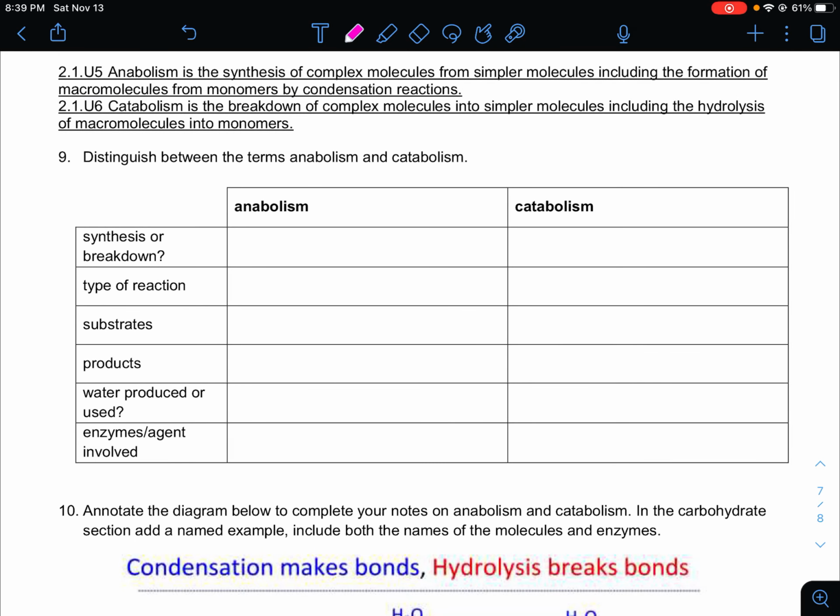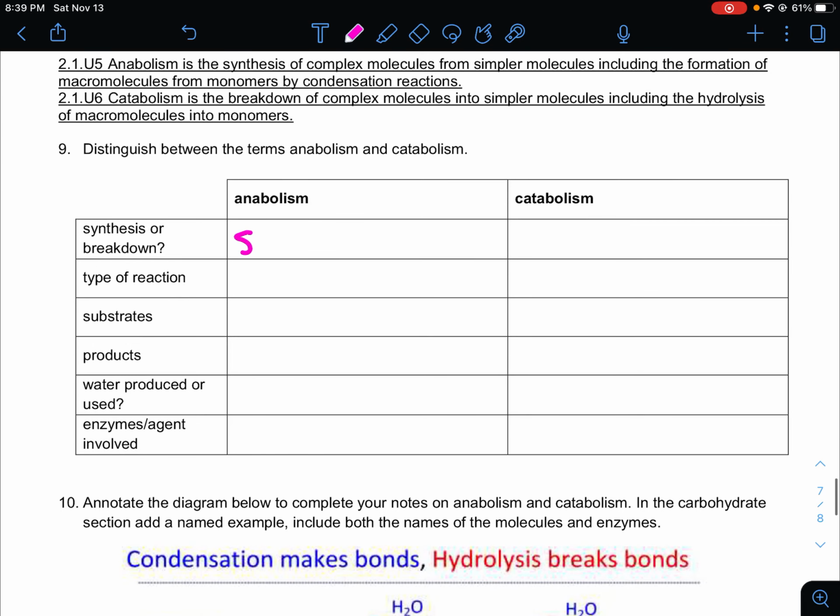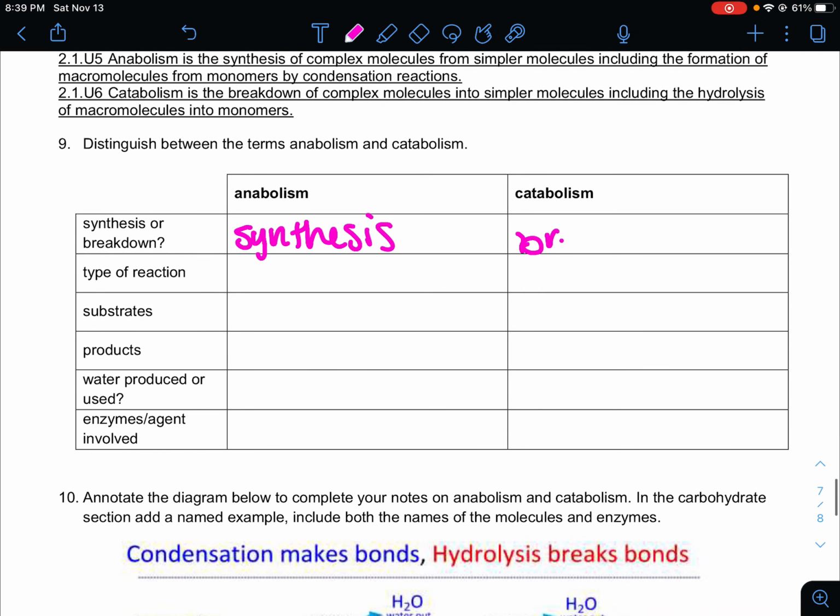Okay, so for anabolism and catabolism, both of these put together give you metabolism. Anabolism, like we talked about, is synthesis. It's creating bonds and creating molecules. Whereas catabolism, cats like to break things. It's breakdown. So you're breaking apart molecules to get monomers.